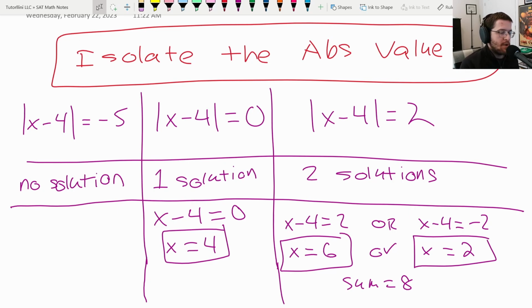For 1 solution, all you do is drop the bars. That's fine. But for 2 solutions, this is what messes everybody up. So you have to drop the bars. That's one of the equations. And then the second equation is if you drop the bars and multiply the right side by a negative. So see how I have x minus 4 equals 2 and x minus 4 equals negative 2. Great, let's go back to the question.